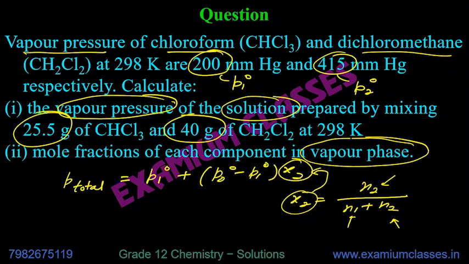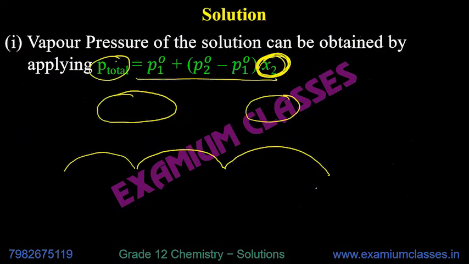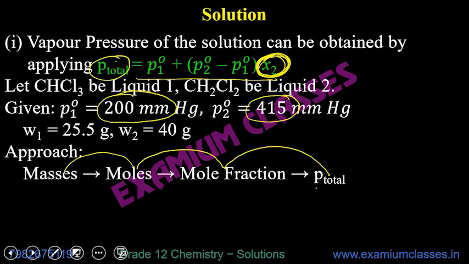What is the relationship? The relationship in mole fraction in the vapor phase is Pi equals Xi P total, that is, Yi P total. So we will apply this one. How will we apply this?